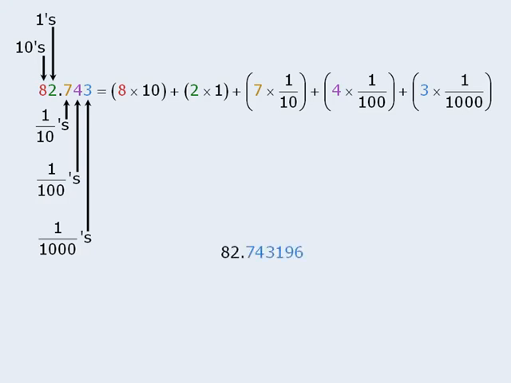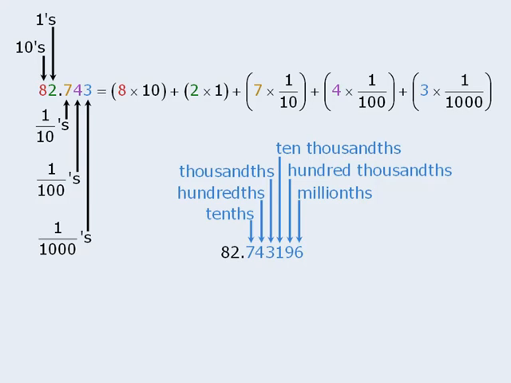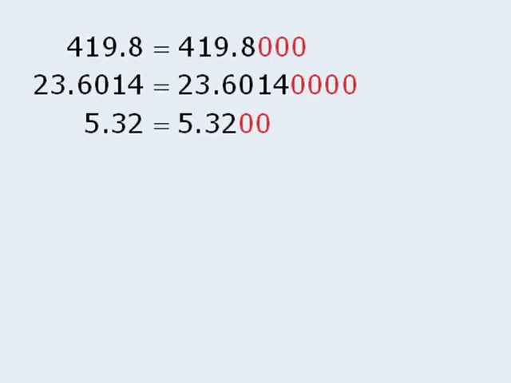Alright, now let's take a closer look at the place values to the right of the decimal. The first digit represents tenths. The second digit represents hundredths. The third digit represents thousandths, and so on. Now, an important feature of decimal notation is that if you take a decimal and add zeros to the last digit after the decimal place, the value of the number does not change.